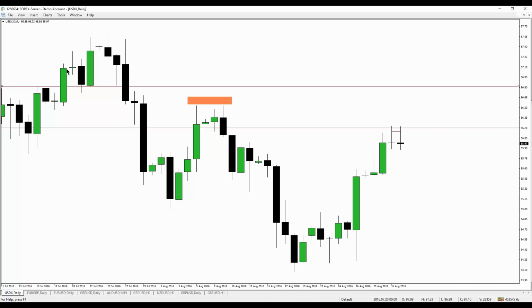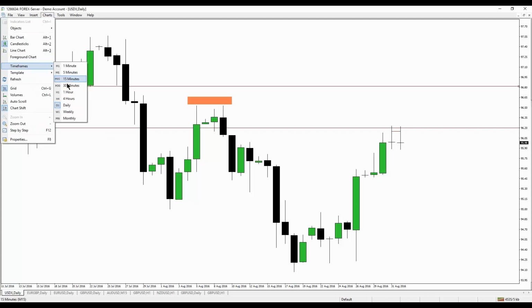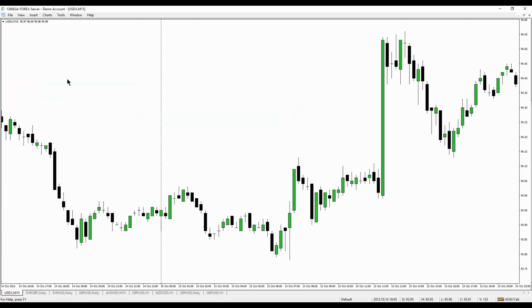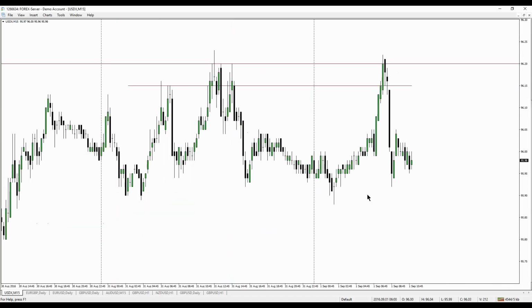But we're going to go over to a 15-minute time frame and look at it. Okay, so we have New York delineated here. Market rallied up. We had a nice expansion going into the London session here.